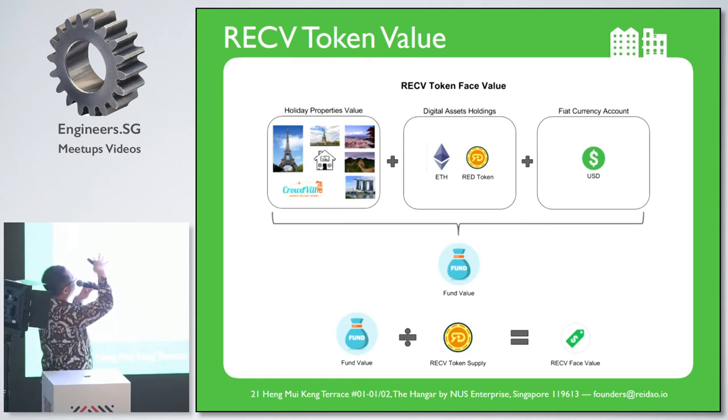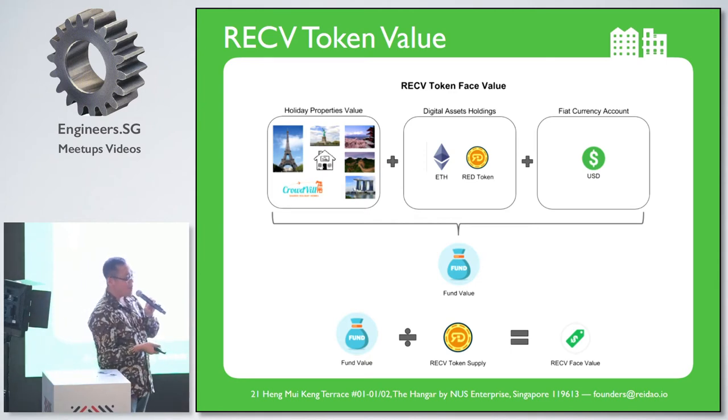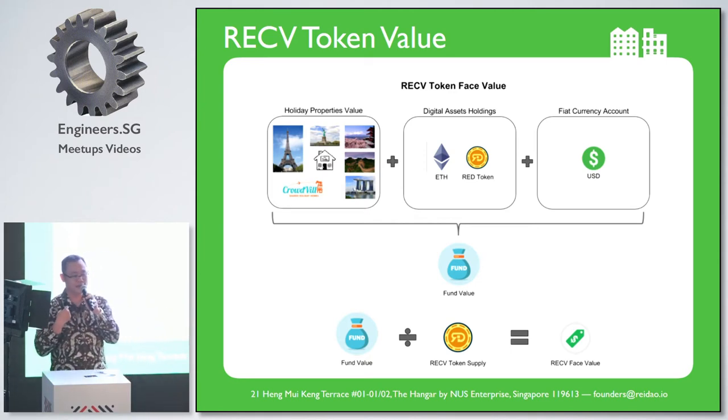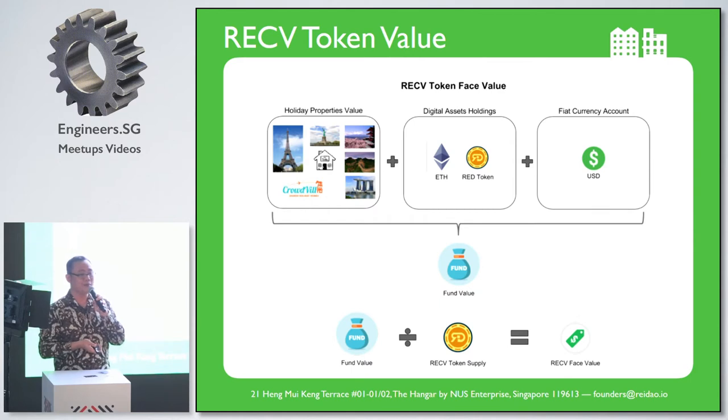So the portfolio, combined with the Ether that the fund structure will hold, and the RED tokens that the structure will hold, and then they probably have a fiat currency account on that too. So basically, that's the fund value. And if we divide it by the token supply, we have the face value. So if we do an ICO this way, participants of the ICO, who will hold RECV tokens, actually have something tangible to value their tokens by.